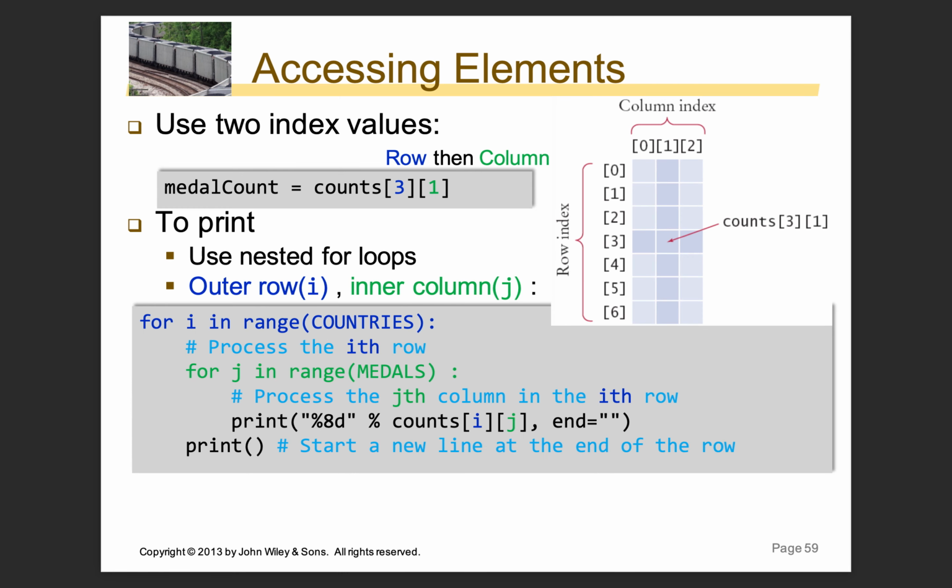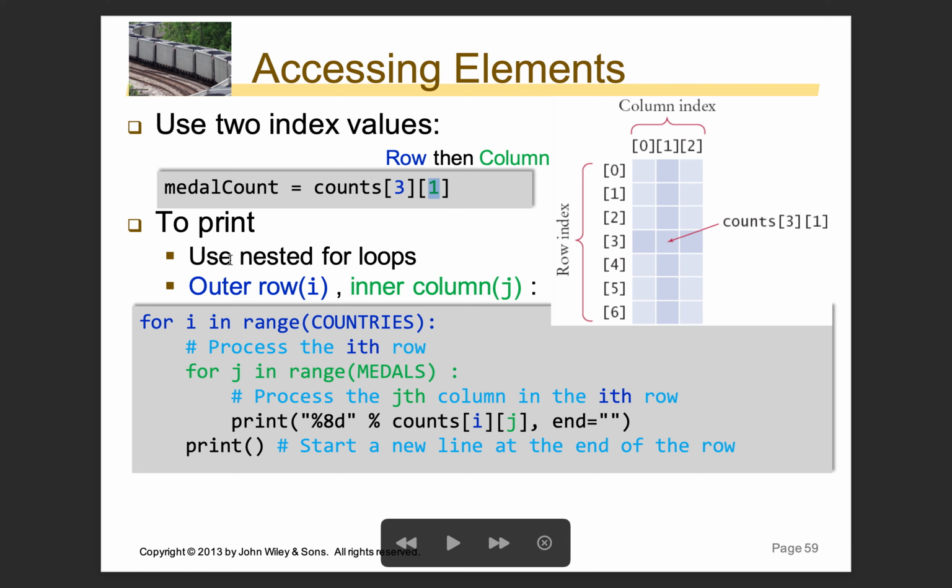How do we access elements from a 2-dimensional list? We do it by row, then by column. So medal count equals counts, row, column. So we're going to go to the index 3 row and the index 1 column.